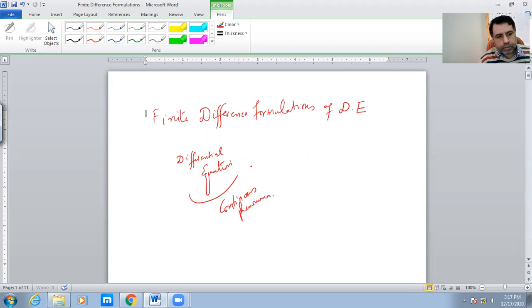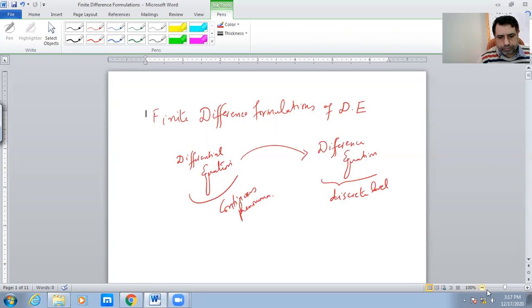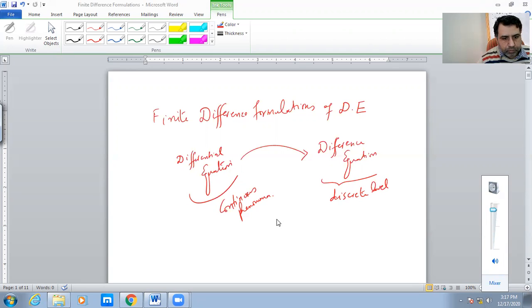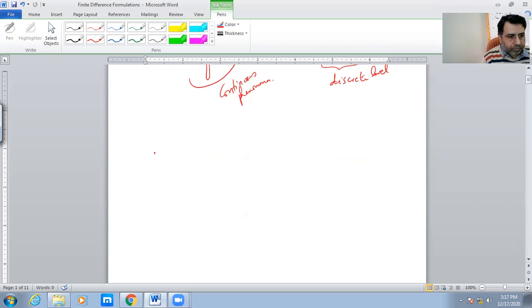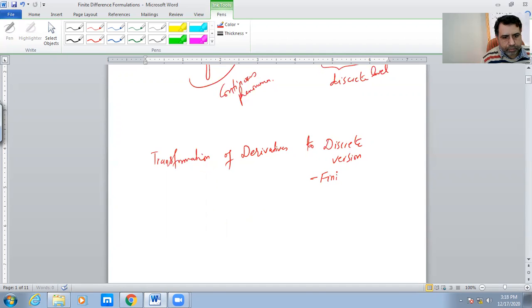And when you want to solve this problem on a computer, then you need to transform the differential equation into difference equations. So then you are at the discrete level. So the first thing you need to have is the representation, or you could say transformation, of derivatives to their discrete versions. That is finite difference.